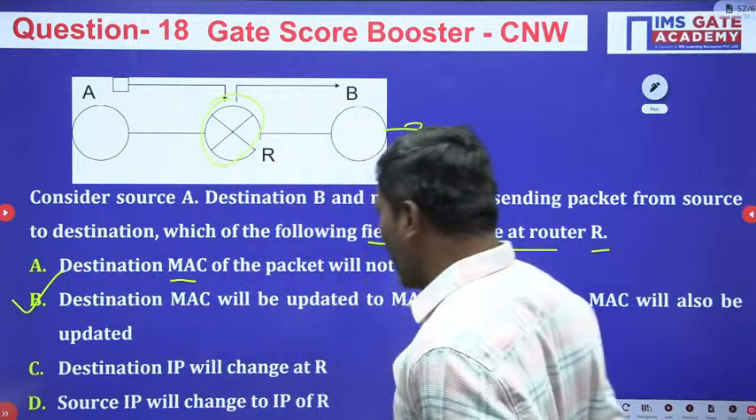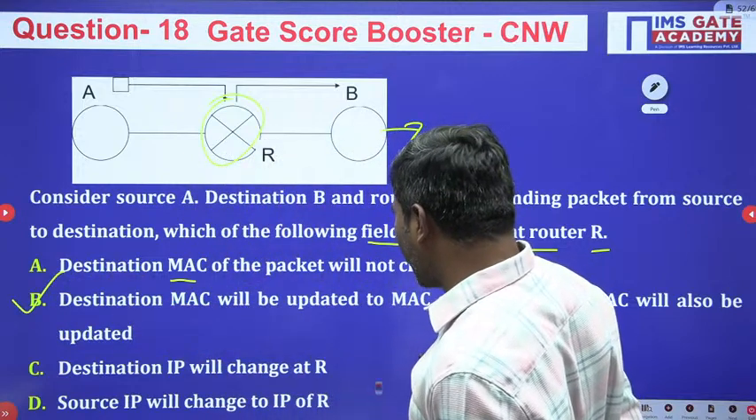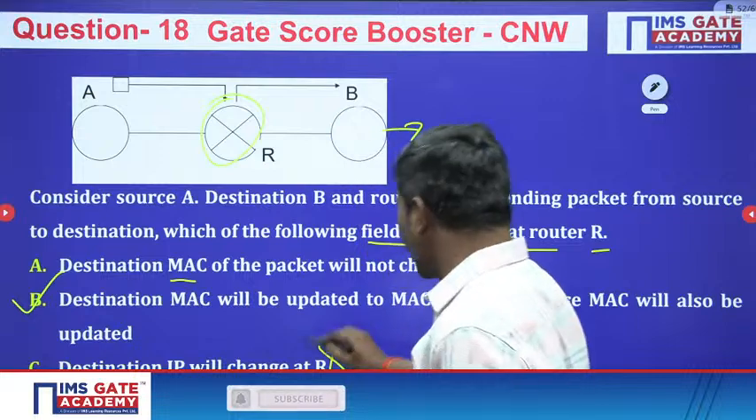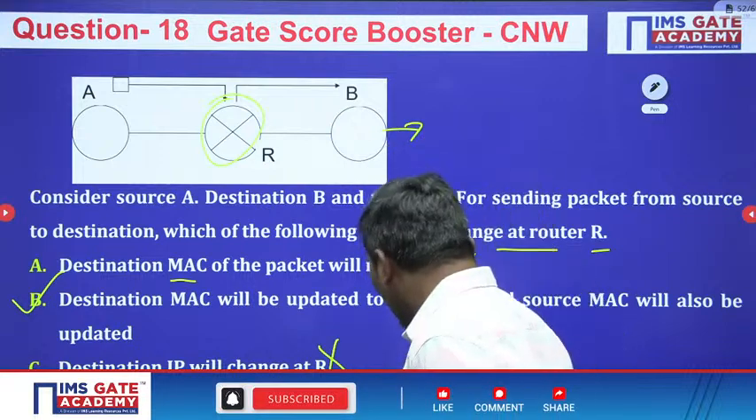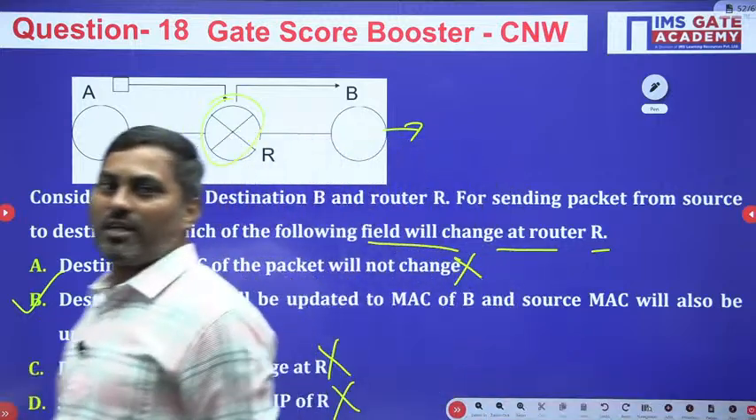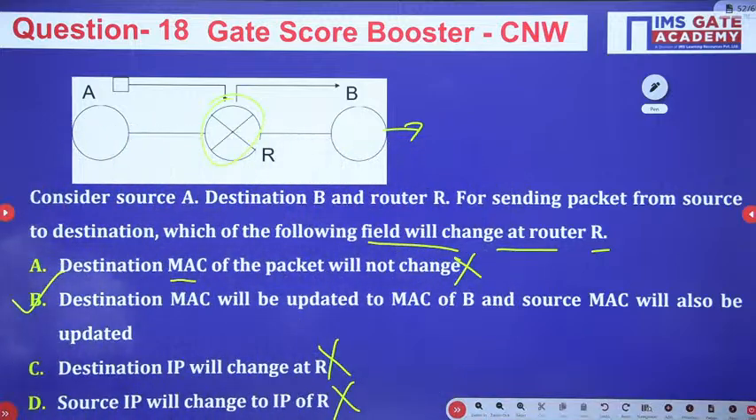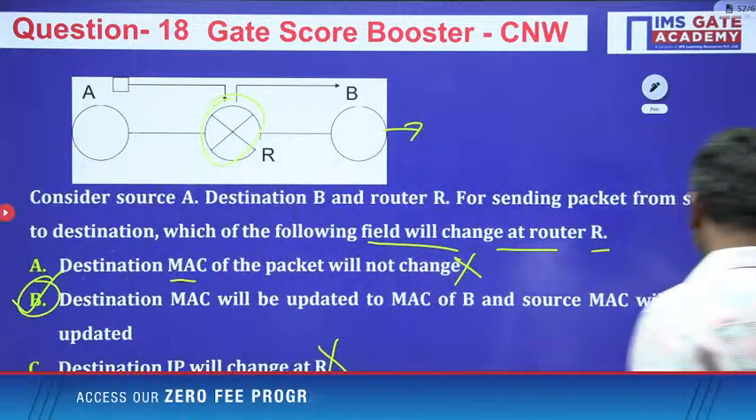This is true. Destination IP will not change at router R. Source IP will not change either, it stays the IP of the source. This also will not change. We are not touching IP addresses, correct or not? Very good. So, only one is possible, option B is right. So, these are the points that can be observed.